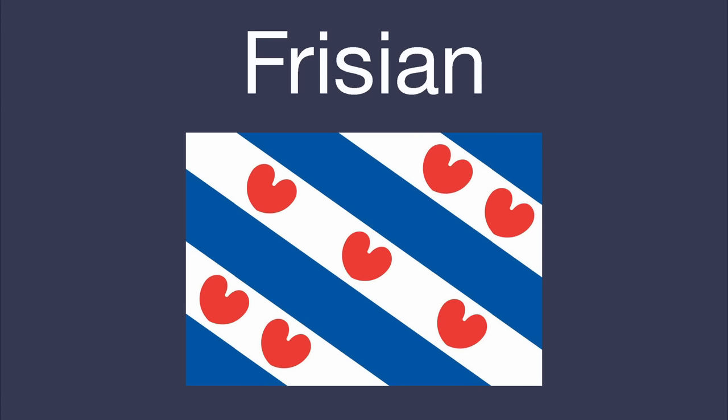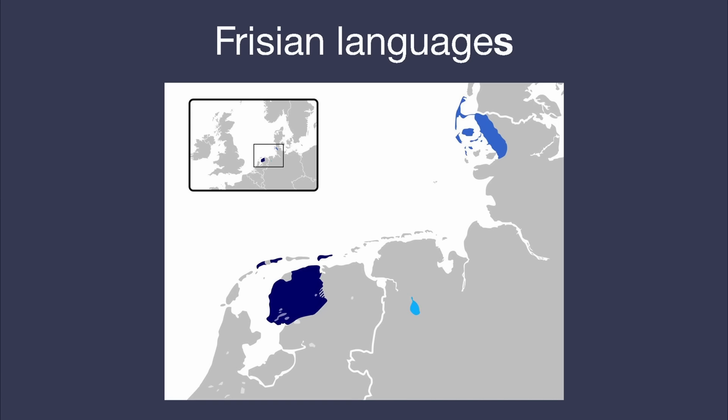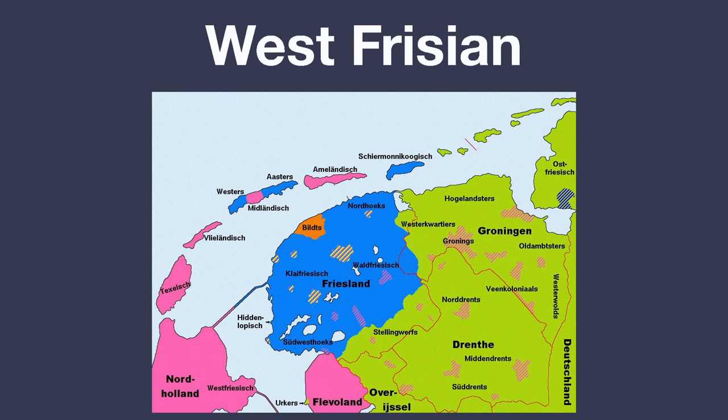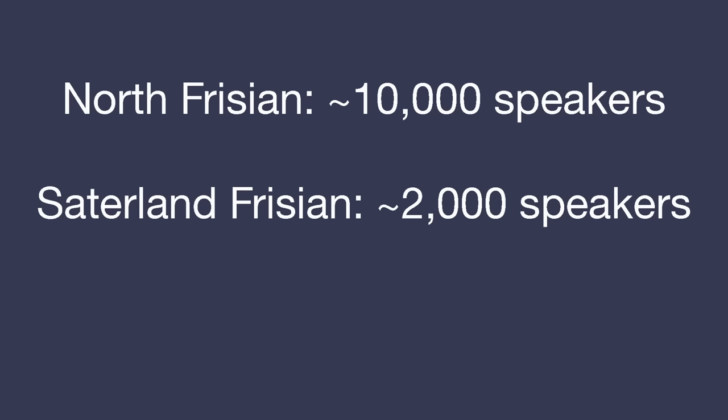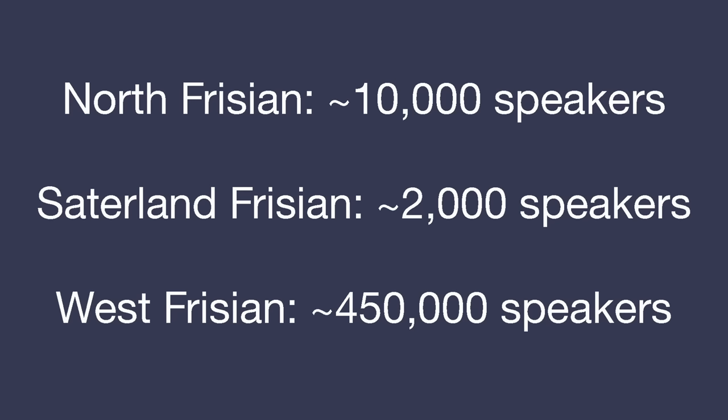Next up is the Frisian language, or more accurately, the Frisian languages. There's Western Frisian, spoken in the Friesland province of the Netherlands, Northern Frisian, and Saterland Frisian, both spoken in parts of Germany. Saterland and North Frisian are both highly endangered, and West Frisian with its higher number of speakers is the one I'll be describing today.